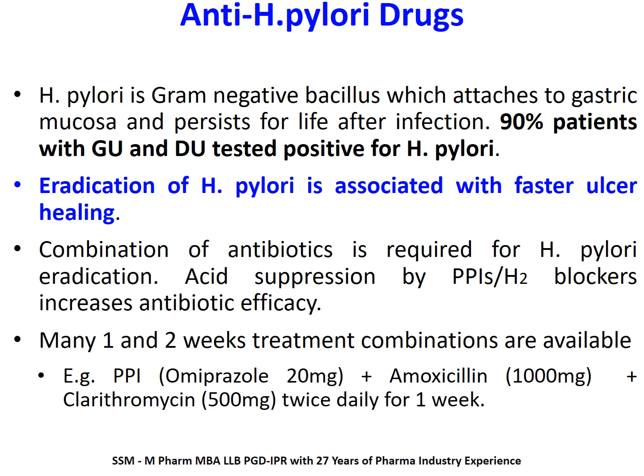And usually combination of antibiotics is required for H. pylori eradication. Because if single antibiotic is used, that may not work and the H. pylori will become resistant. That's why combination of antibiotics is used. Acid suppression by proton pump inhibitors and H2 blockers increases antibiotic efficacy. That's why antibiotics and proton pump inhibitors are usually used in combination. There are many 1 and 2 weeks treatment combinations available. Below, you can see an example of omeprazole 20 mg plus amoxicillin 1000 mg plus clarithromycin 500 mg given twice daily for 1 week.